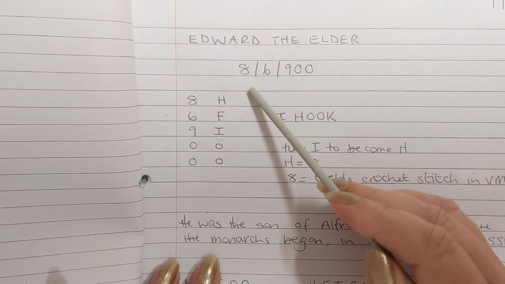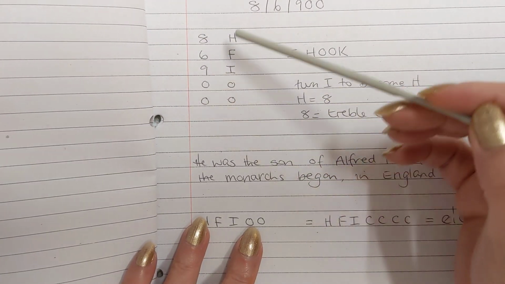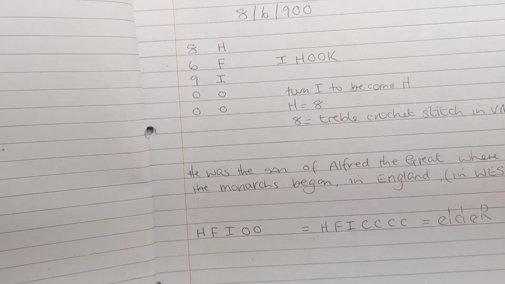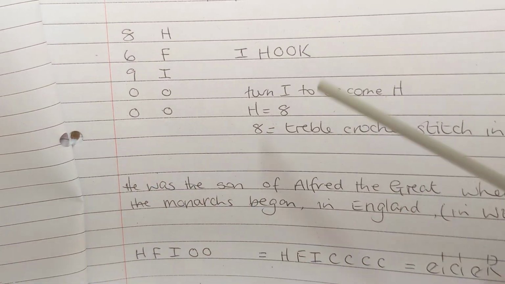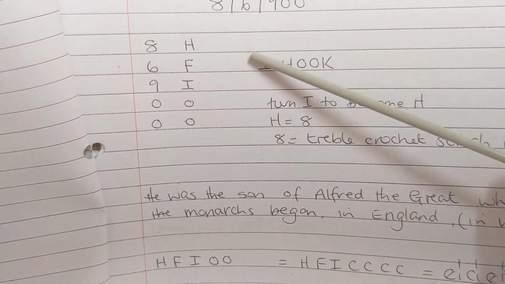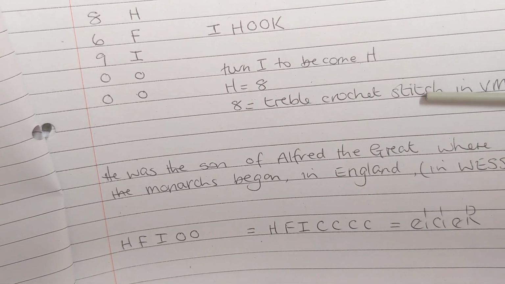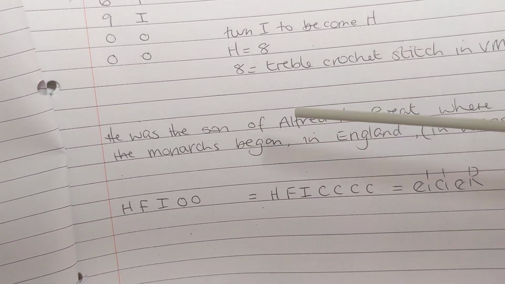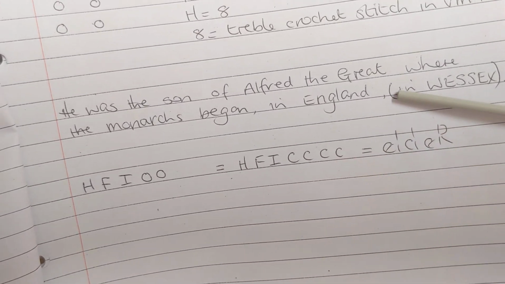So Edward the Elder was coronated on the 8th of June, 900. That's the date down the side, that's the letters. They turn into I hook. Can you see that okay? Just there, look. So that's I hook. The I can also be the letter H, which is representing the 8, just for another thing, which means that that is also representing the treble crochet stitch in the Voynich manuscript and the hook. So Edward the Elder was the son of King Alfred the Great, where our monarchs began in England in Wessex.